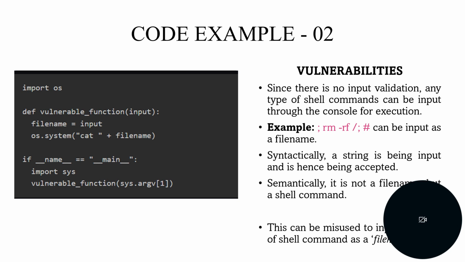The lack of validation in the code can be exploited by malicious users. For example, any shell command can be input through the command line in the name of a file name, which can then be executed by the vulnerable function. Shell commands such as rm, which are used to remove files from a directory, can be used to delete any important files. Syntactically, the input is a string and can be accepted. But semantically, we can see that a shell command is being accepted as a file name, which should not technically be happening. So how can this be fixed?